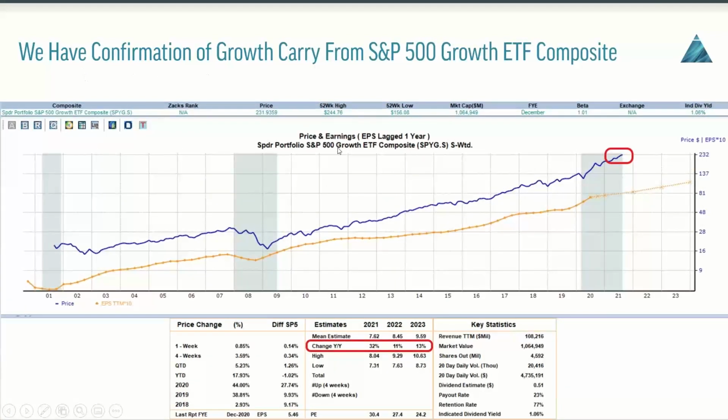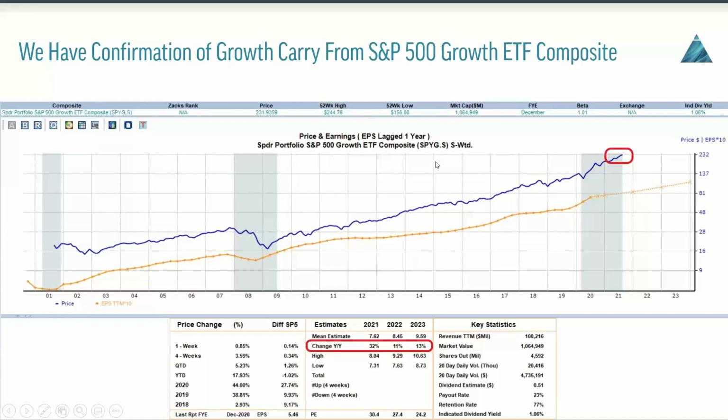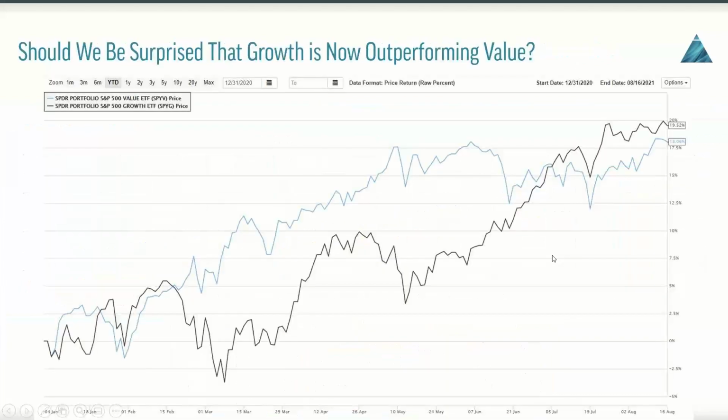And again, if we look at this from the growth perspective, the S&P SPDR growth ETF, you can see that we have confirmation of growth carry, and you can see that here in this price appreciation, okay? Previous slide, again, was the value ETF SPDR. You can see it was flat. We confirmed that with our cyclical portfolio. Now with the growth portfolio, we're again confirming that growth carry. You can see the price appreciation on higher levels of growth than the value group.